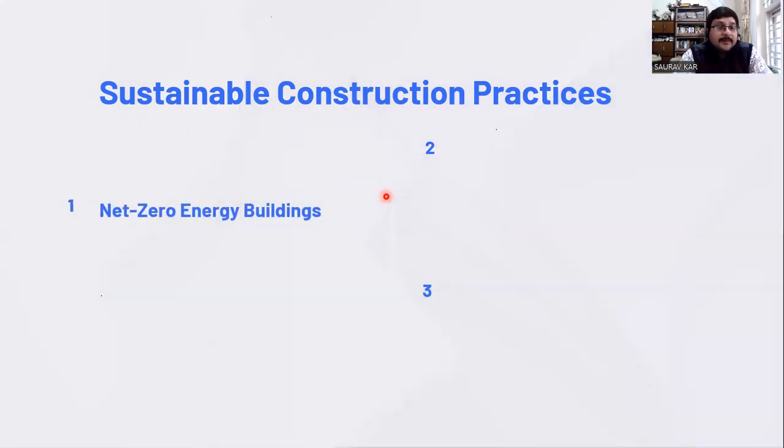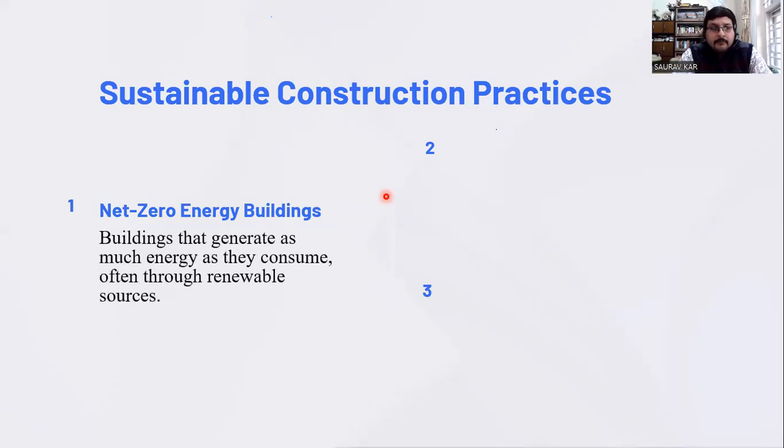What is net zero? That means, sir, any building which does not consume any energy. No, that's not. Buildings that generate as much energy as they consume, often through renewable sources. That means if an office building, for example a software company, is consuming about 30,000 kilowatts per month, by utilizing some architectural aspects we can reduce the consumption of electricity. That is how we term that building as a net zero energy building.